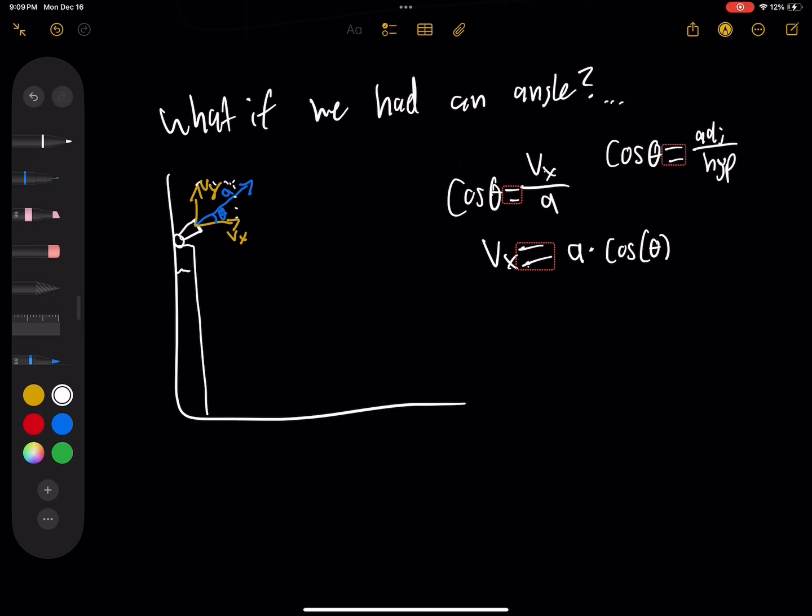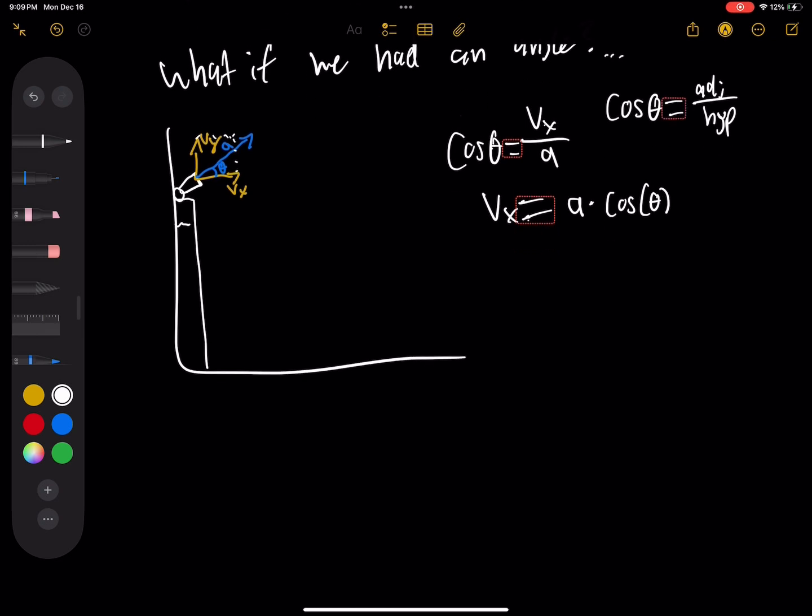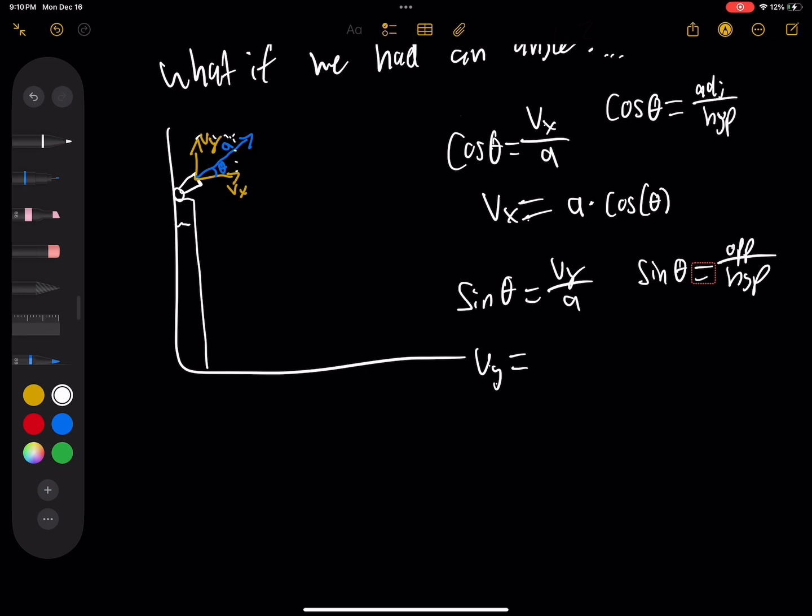Do the same thing, or slightly different, for vertical velocity. Then you remember that sine, what we're going to use here, is equal to opposite over hypotenuse. So sine theta is equal to, and this one's going to be opposite, so this opposite right here is also equal to Vy, over the hypotenuse, which is again A. Solve it, and then vertical velocity is equal to A times sine theta.